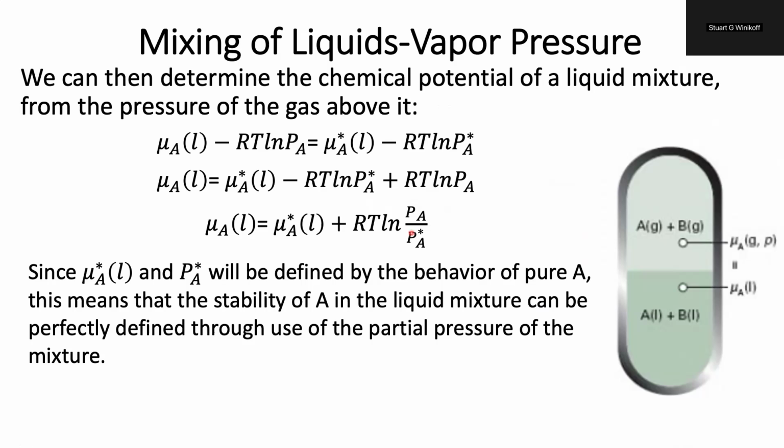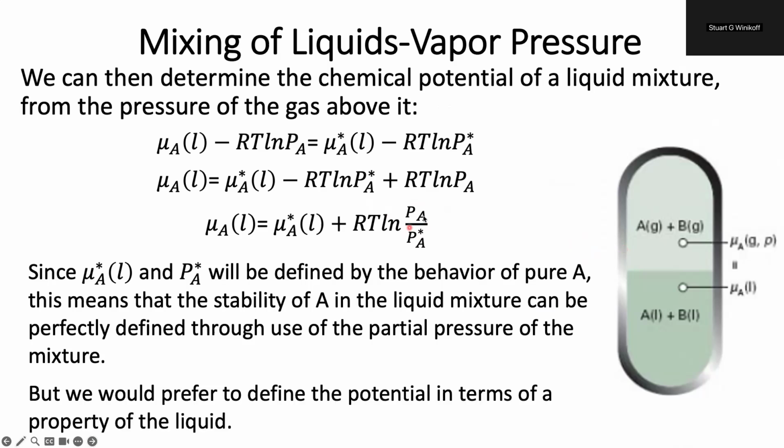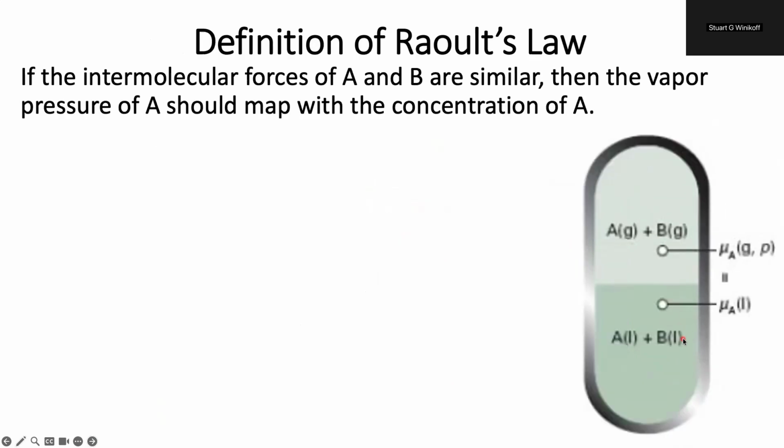Now, there's a slight problem. It's kind of hard to determine the partial pressure of a single component in a gas. So we'd much prefer if instead of using the partial pressure of A, I could define it in terms of a liquid property. So instead of defining in terms of the gas, if I could define in terms of the liquid, that would be amazing.